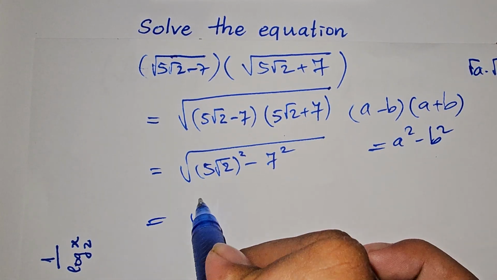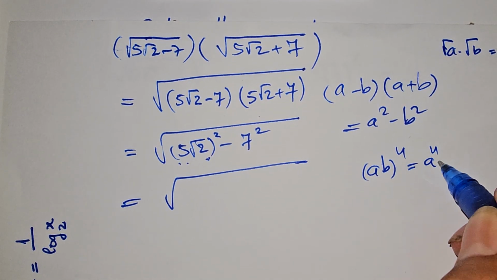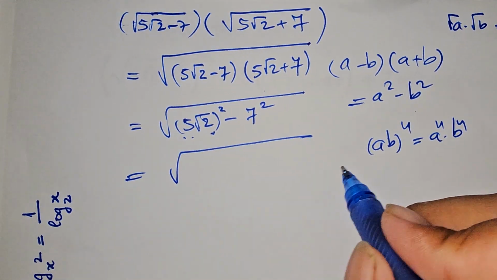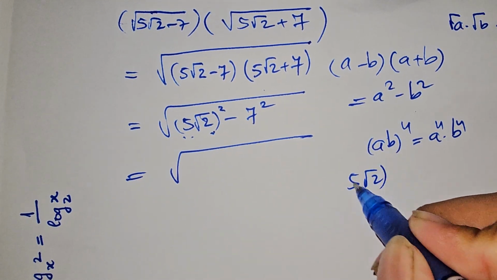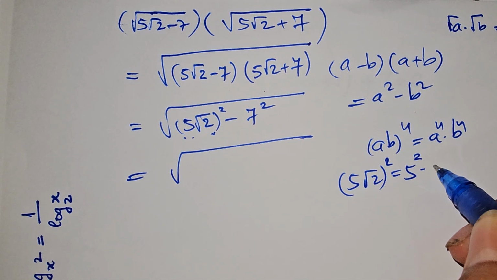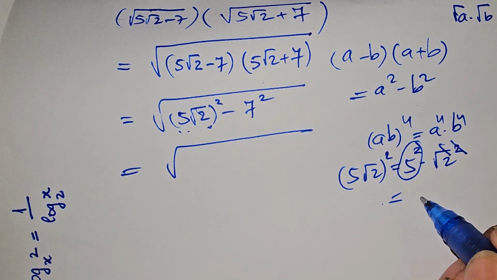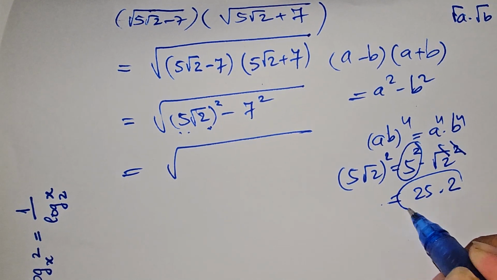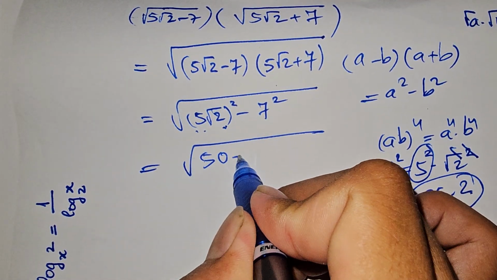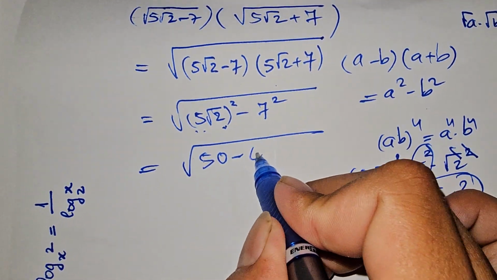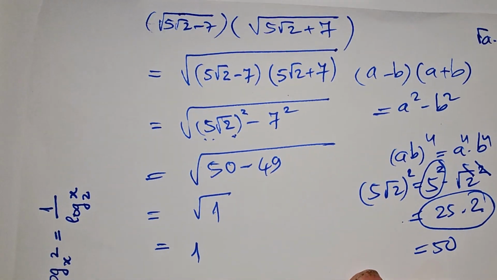So it is equal to the square root of, here we use the formula (ab)^n equals a^n times b^n. So (5√2)² is equal to 5² times (√2)². And we simplify the square root with the square, so we get 5² equals 25, times 2, and 25 times 2 we get 50. So here we get 50 minus 1² equals 49. So it's equal to the square root of 49, which equals 7.